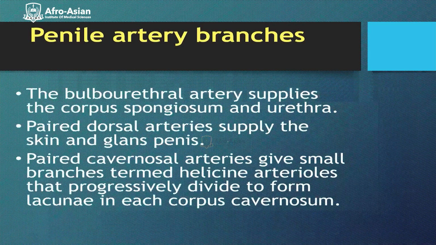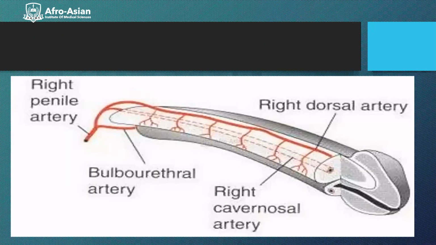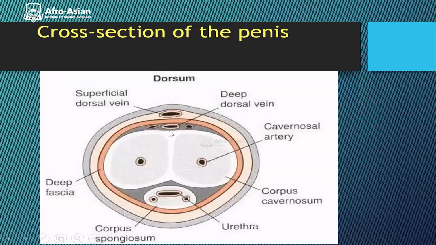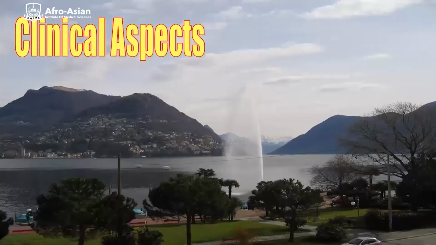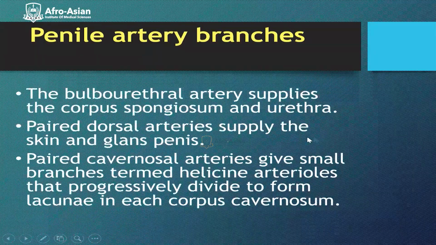Whereas the dorsal penile artery supplies the corpora cavernosa. The paired dorsal artery supplies the skin and glans penis. The paired cavernosal arteries give small branches termed helicine arterioles that progressively divide to form lacunae in each corpus cavernosum.